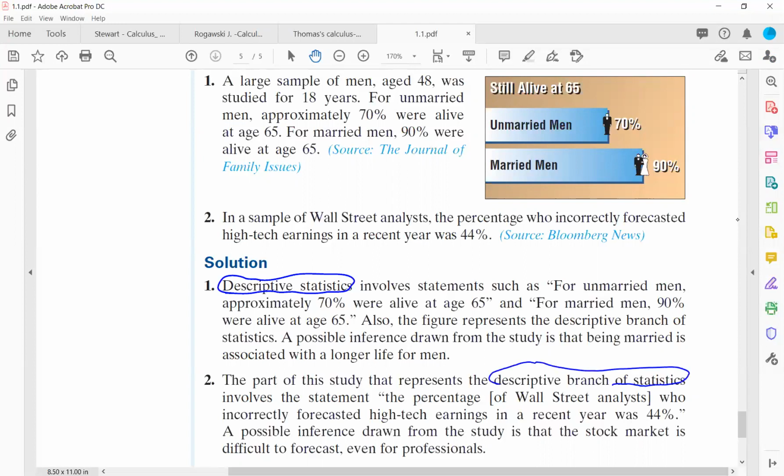So in both of them, if you make some conclusions about the general population, then you're working with the inferential branch of statistics. For example, in one, if you say a possible inference drawn from the study is that being married is related with a longer life for men, this is an inferential statement. In the second one, the possible inference is, for example, saying that the stock market is difficult to predict even for professionals.